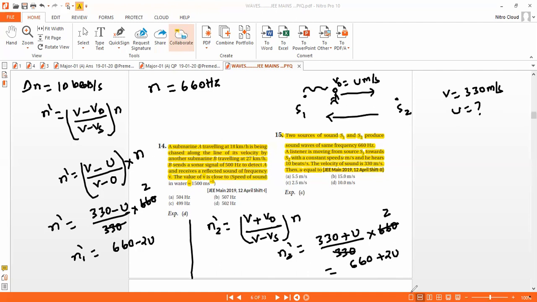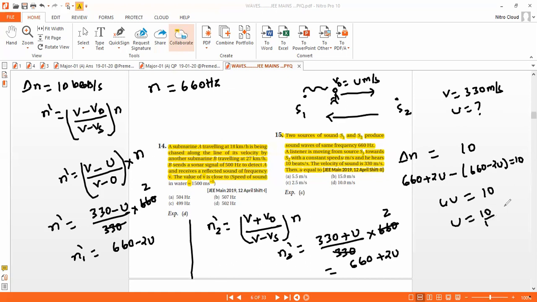Now they gave that delta n is equal to 10 beats per second. అంటే 660 plus 2u minus 660 minus 2u is equal to 10. That is 4u is equal to 10. అంటే u is equal to 10 by 4, that is nothing but 2.5. 2.5, ఆప్షన్ సి. అది ఇందాక మనం రివర్స్ చేసుకున్నట్టున్నాం.